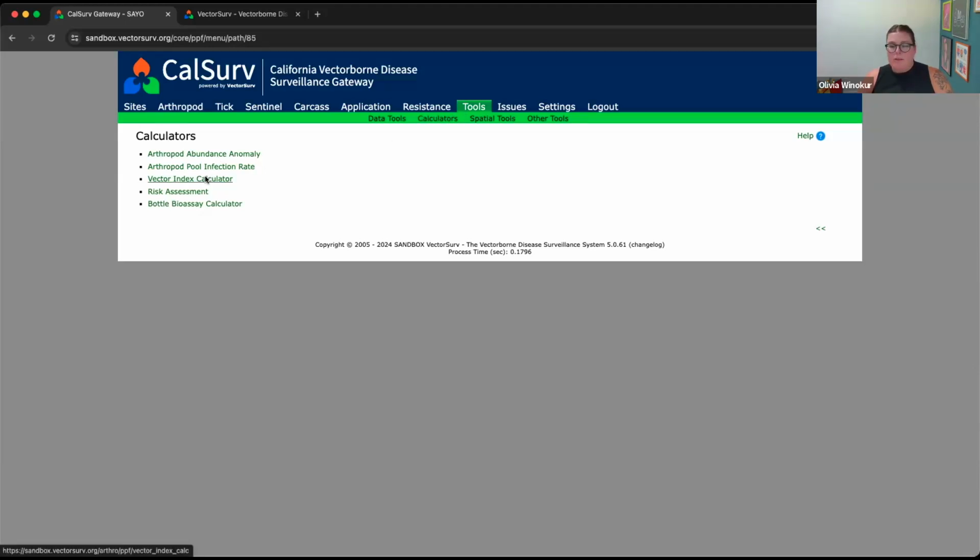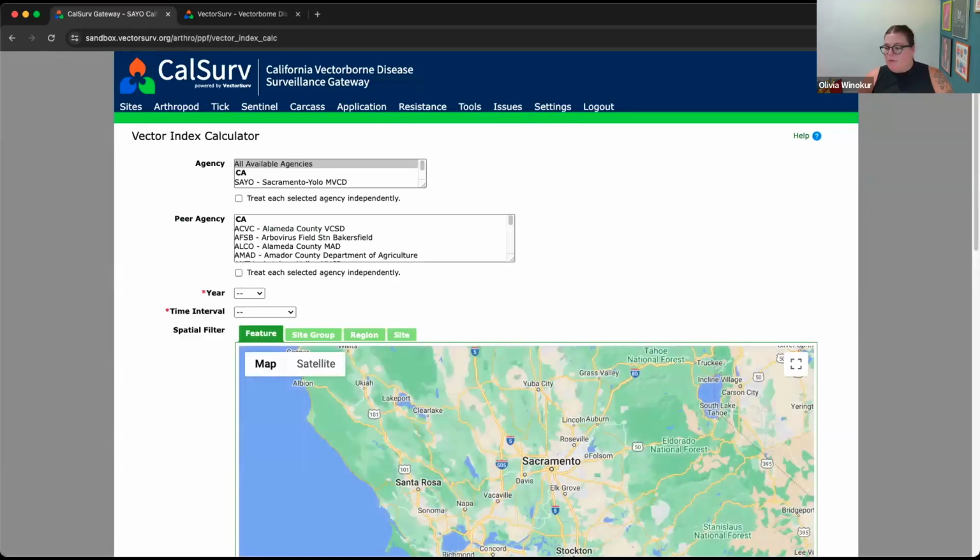Okay, so we'll move on to the vector index calculator. So the vector index is combining abundance and infection. So it basically takes the first 2 calculators and blends them into one to give you a relative abundance of infected mosquitoes. So this is a good way to quickly estimate the risk of arbovirus transmission in an area. So increases in vector index reflect increased risk of human disease. So it's a pretty good prediction measure, and more reliable than just relying on abundance or infection alone.